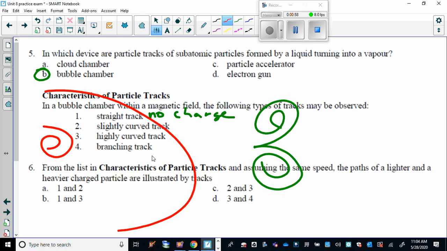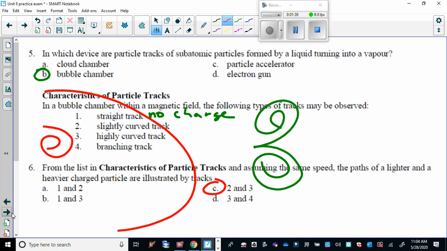So question 6 says, from this list up here, assuming the same speed, the paths of the lighter and the heavier charged particles are illustrated by, so if they're both charged, then they both have to be curving, and one's going to be slightly curved and one's going to be highly curved. Now the lighter is going to be highly curved, and the heavier one is going to be slightly curved. So the only acceptable answer is C, 2 and 3.